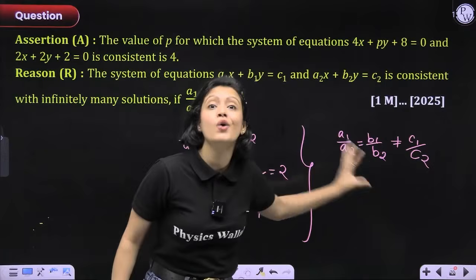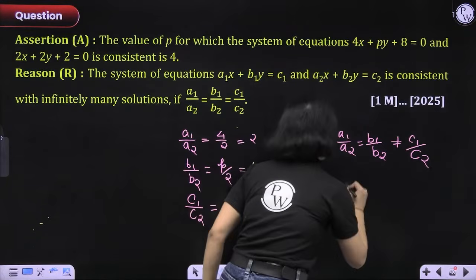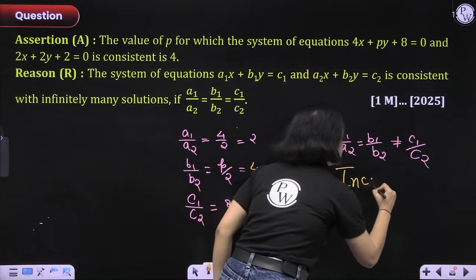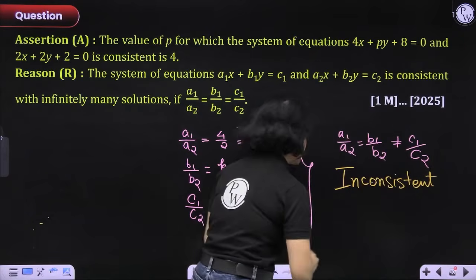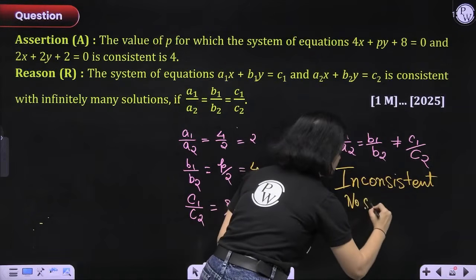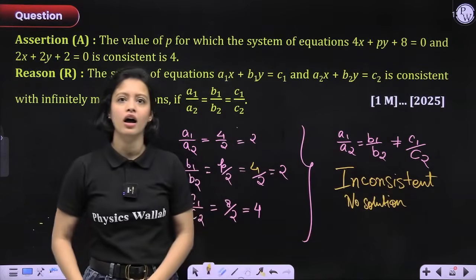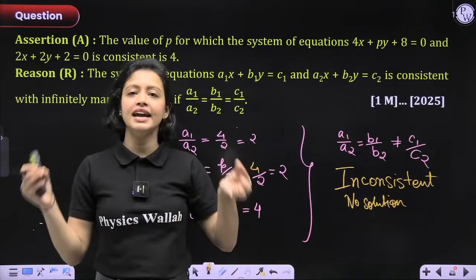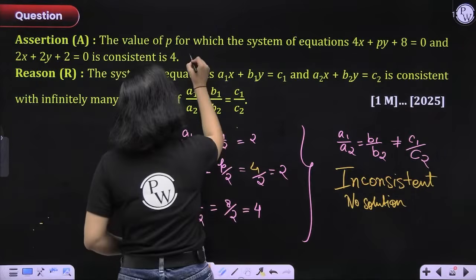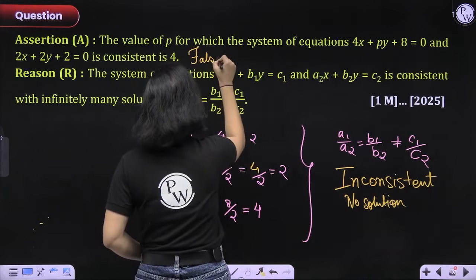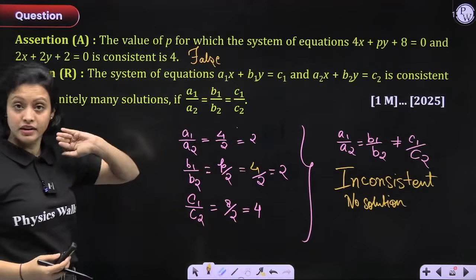Now that means what? That means that the system is inconsistent. Why inconsistent, guys? Because there is no solution. This is the case of no solution. Do you remember? So, matlab, the first statement, the assertion statement in itself is a false statement. Bas. Okay? Now, let's check the reasoning statement individually.